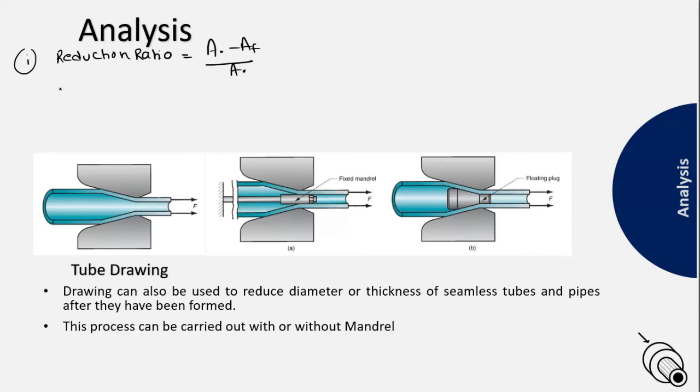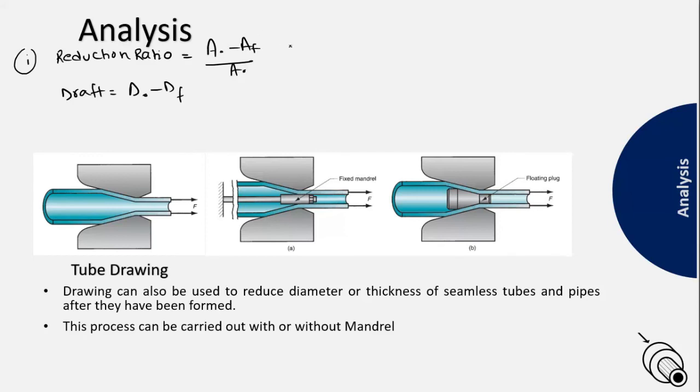Then we have the draft. We had the draft in the rolling operation also, we have the draft in the drawing operation also. In the rolling operation, that was equal to initial thickness minus final thickness, because we were reducing thickness in that operation. In this operation, we are reducing the diameter, so we have the initial diameter minus the final diameter. So this is the draft.